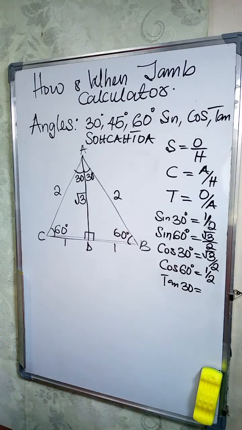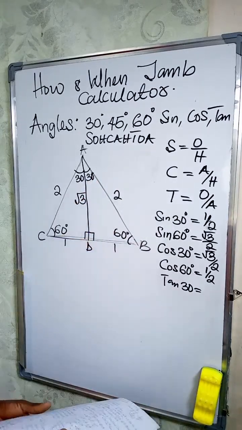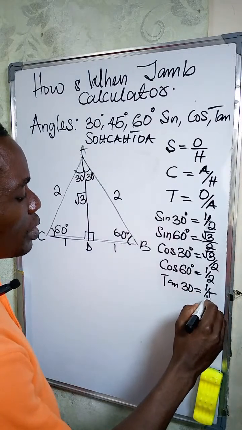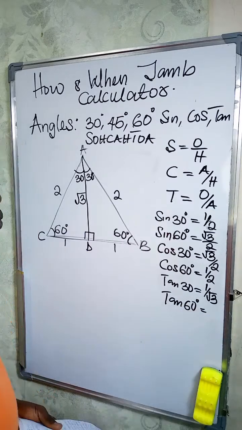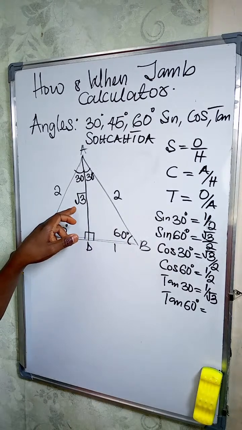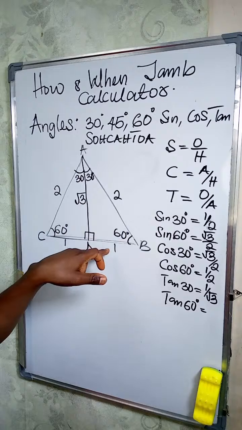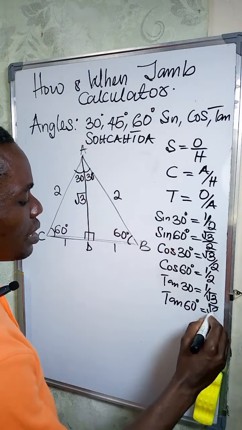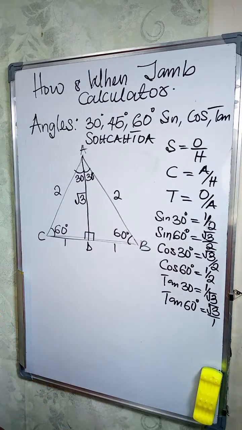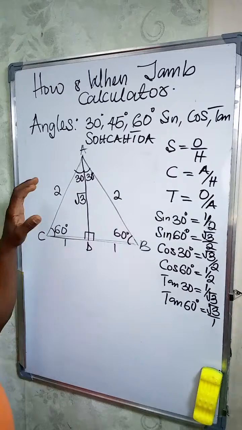Tan 30 na wetin? Tan na wetin? Opposite over what? Over adjacent. Na im be what? 1 divided by root 3, and tan 60 degree go dey equal to opposite over what? Opposite over adjacent, because here the longest side na im be hypotenuse. So that means say tan 60 na just root 3 divided by 1, wey be same thing as what? Root 3.